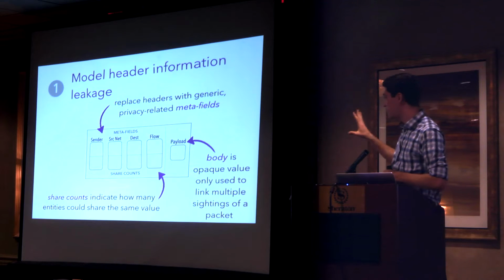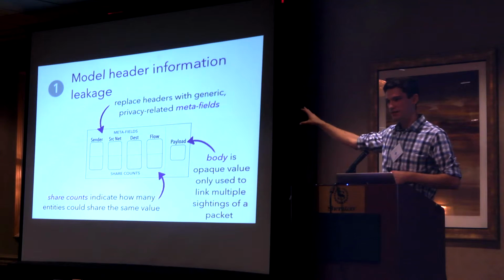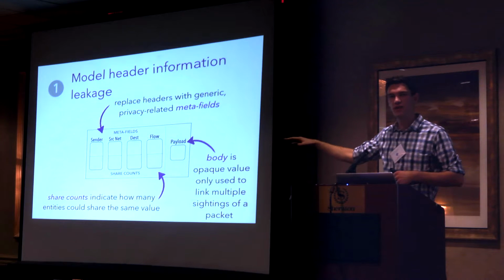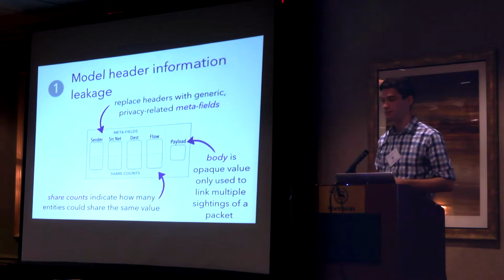Okay, so this is our packet model. We have abstract fields that relate to privacy, and then share counts, which represent how much the adversary knows or doesn't know about, say, who sent the packet or who's receiving the packet.